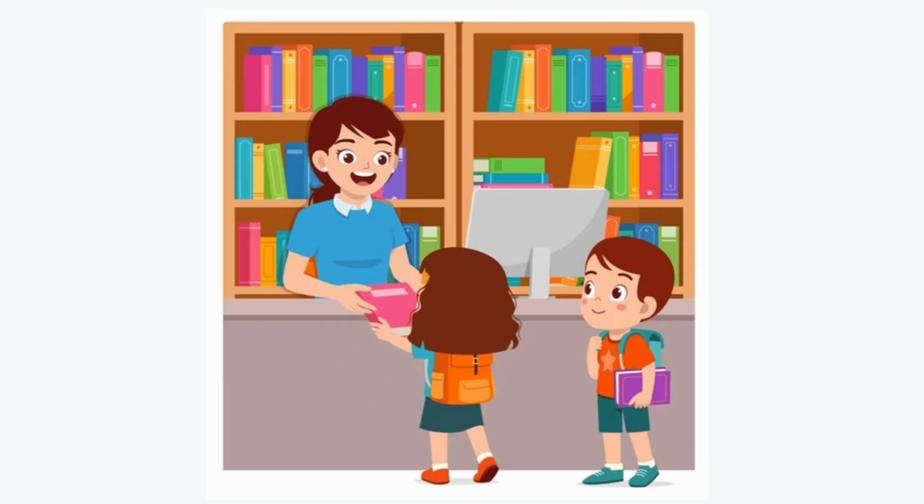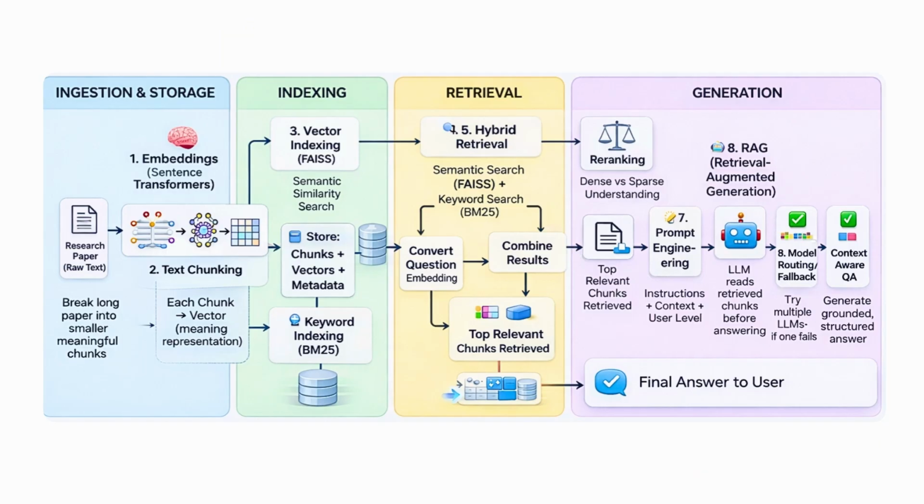Think of BM25 as a strict librarian. It doesn't interpret meaning, it just says, you asked for CNN, here are all the places it appears. This is especially useful in research papers where specific terms, formulas, or abbreviations are important. Embeddings might understand meaning, but they might miss exact matches. BM25 ensures nothing important is skipped. In your system, this acts as a backup mechanism, ensuring precision when users ask direct or technical questions.